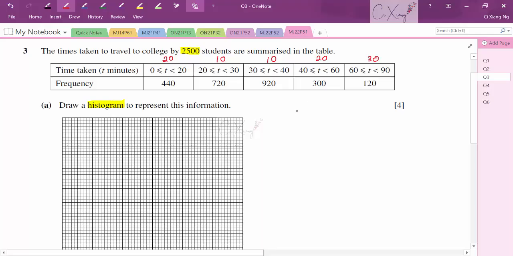Right, so to sketch unequal width histogram, generally we need to calculate the frequency density. So frequency density, we can get it by using frequency divided by the width. Okay, so for first class, I'm taking 440 divided by 20. Therefore, the frequency density is equal to 22. That's for first class. For second class will be 720 divided by 10. And we get 72 as the frequency density. Then the same thing applies for every single class later. So third class is 92.